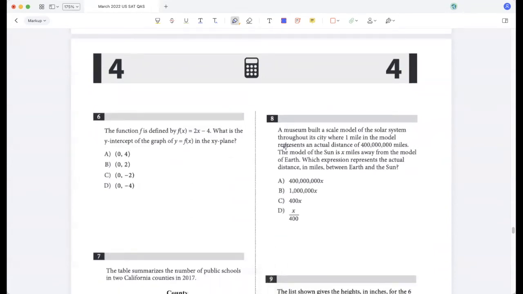The function f is defined by this. What is the y-intercept of the graph of y equals f(x)? So when you write it as mx plus c, -4 would be the y-intercept.